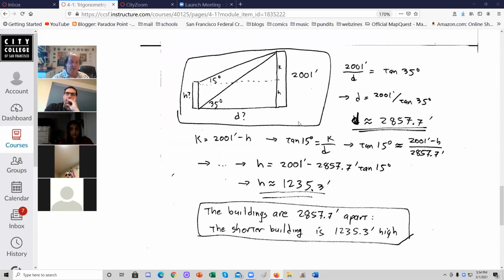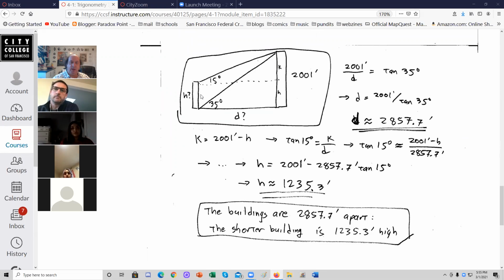Okay, here. Now here we're getting into some trickier trig. We have two buildings, one of height h, another 2,001 feet tall. From the base of the first building, you have to crane your neck upwards 35 degrees to see the top of the second building. So this is called an angle of elevation of 35 degrees. From the top of that first building, you have to lift your head upwards by 15 degrees, an angle of elevation of 15 degrees to the second building.